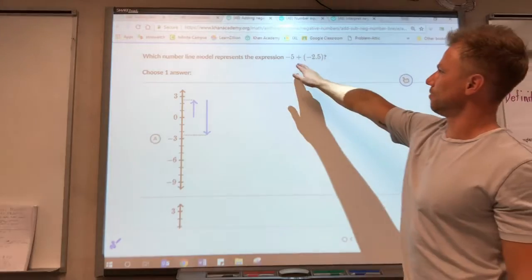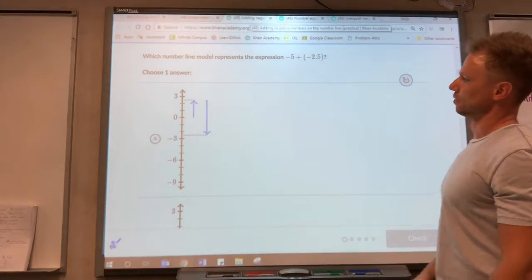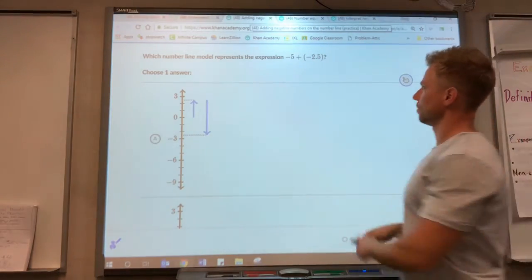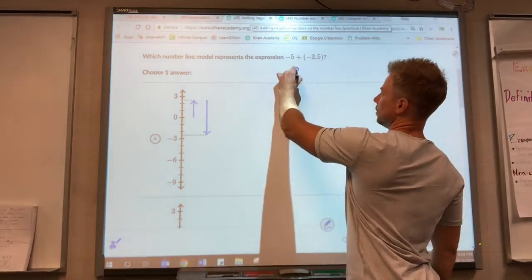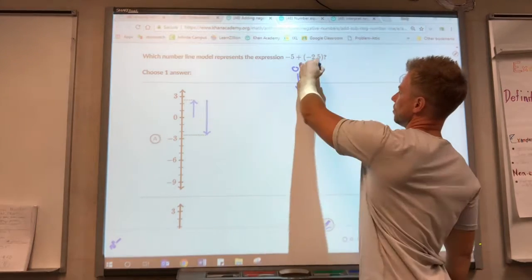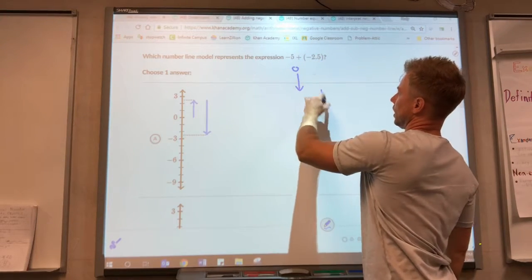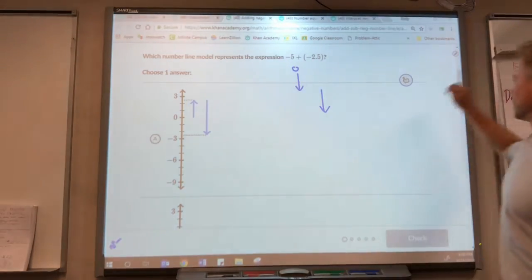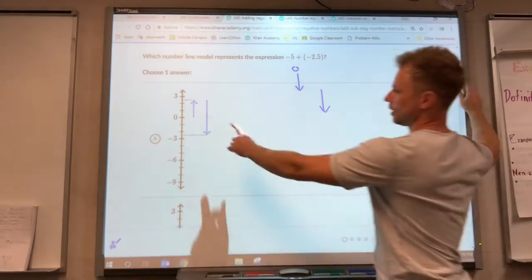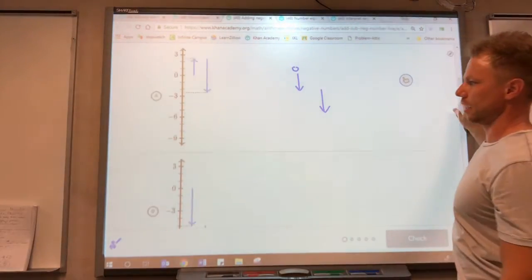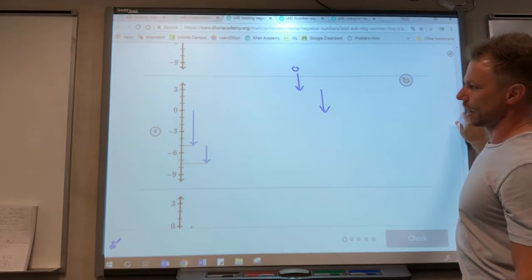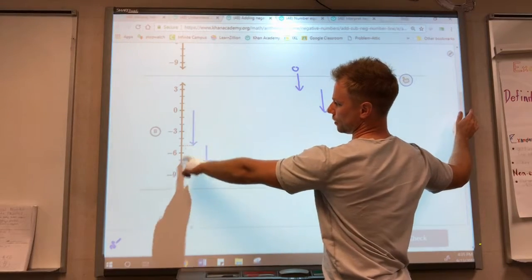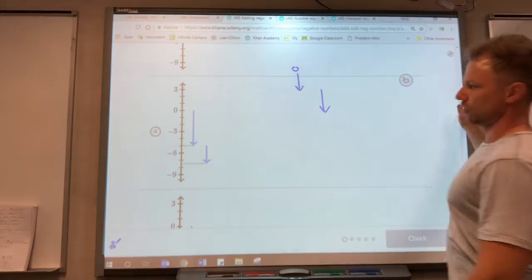Okay, we have -5 plus -2.5. Okay, we have vertical number lines. So when we have a -5, that means we're gonna start at 0, we're gonna go down -5, and then we're gonna go down again -2.5. So that's what we're looking for. We're gonna go down and then down again. So A is going up and down, so we know it's not A. B is going down 5, and then it's going down 2.5. So it looks like B would work.